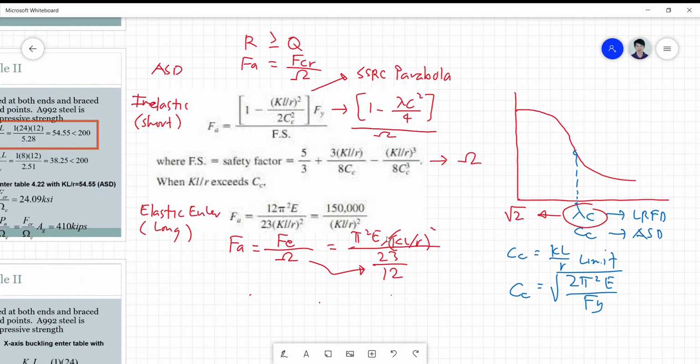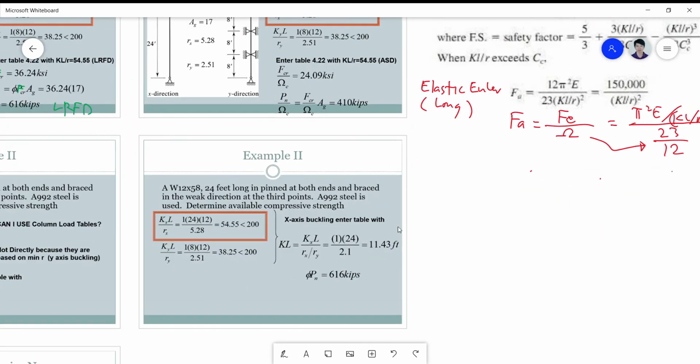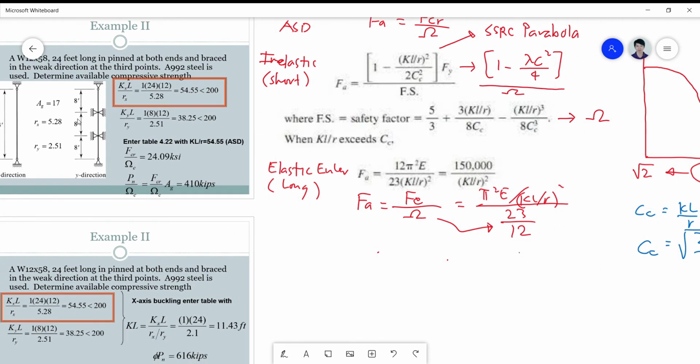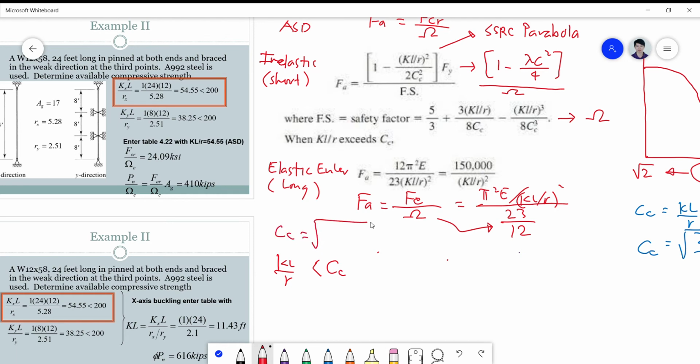This problem has been solved using tables, so let us try to check whether we can get the answer. If your prevailing governing KL over R is in the x direction, we have here now a 54.55 value. So we just make use of the formula. FA, where KL over R is less than CC. So what's your CC? CC is the square root of 2 pi squared E over Fy.